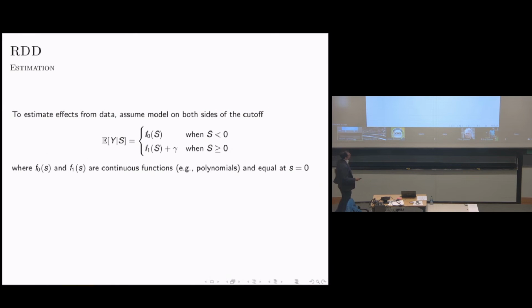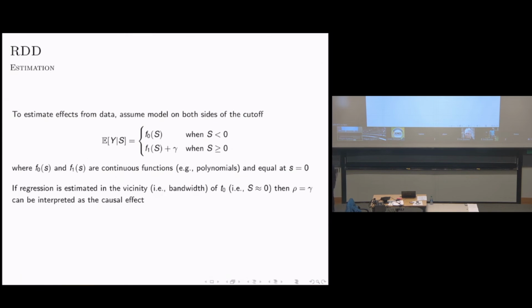All right, so let me quickly talk about the estimation, and there's some notation here. So now we have identification, and now we want to estimate effects from data. What we do is we assume a model on both sides of the cutoff for the conditional mean given the arrival time. Before the start of split flow, it's going to be some function F0. After the start of split flow, it's going to be some other function F1 plus a constant. The only requirement is that F0 and F1 are continuous functions. For example, we can use linear functions, so this would be linear regression in that case, and that they're equal at S equals 0.